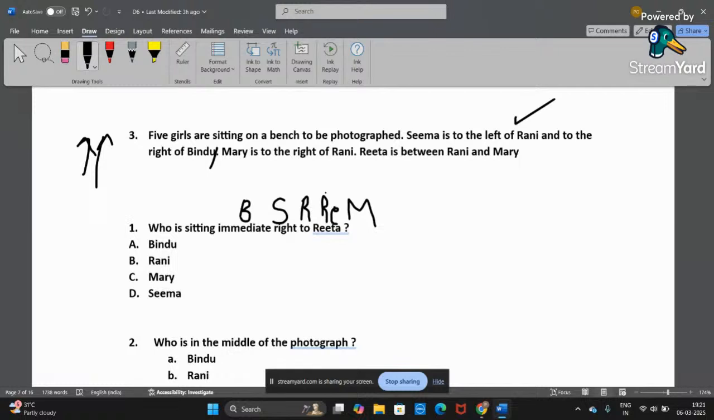These are the possibilities. This is the statement which we have gone through, and this way they are going to be seated. So let's find the answer. Who is sitting immediate right to Rita? It is B, right? Immediate right, because all are facing towards north. This is your north. So immediate right to Rita, it is Mary. Mary is the answer.